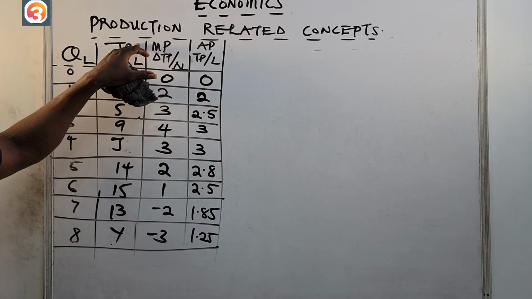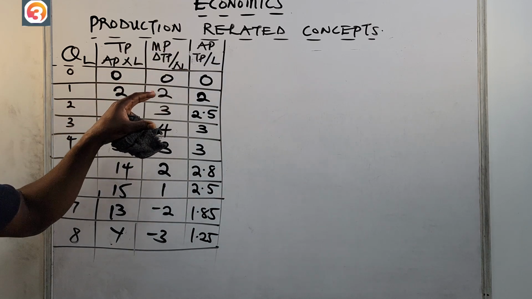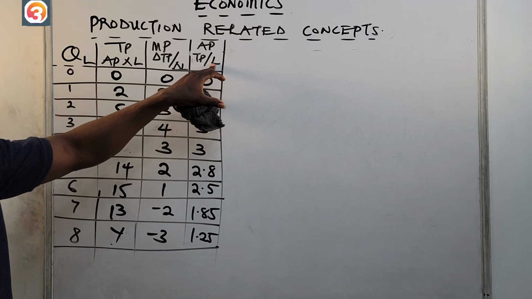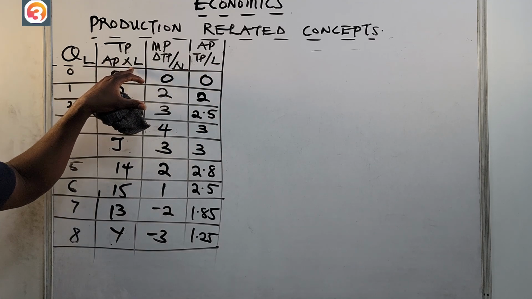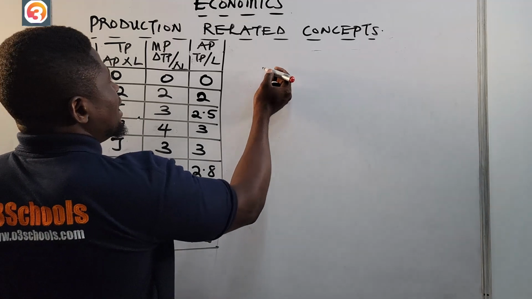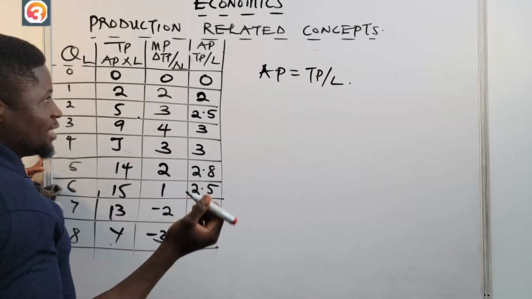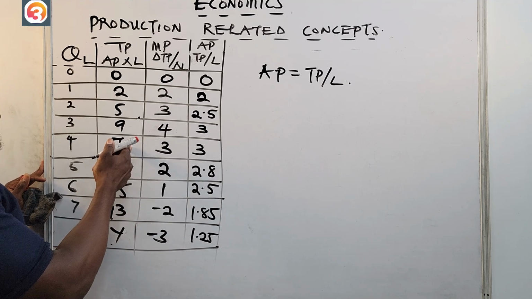J is under the TP. So we're looking for J, and we know AP is TP over L. TP is AP times L. AP is TP over L, as simple as ABC. That means we can easily find our J, because we're looking for TP now.